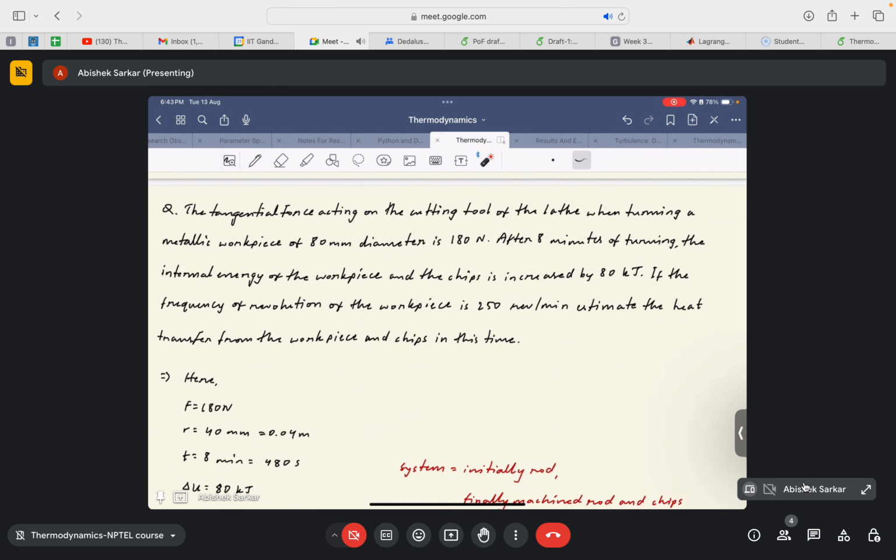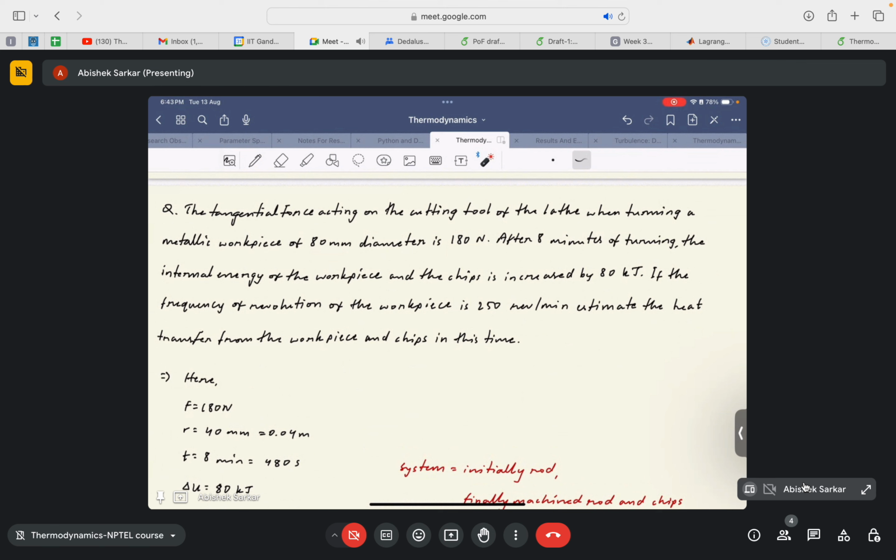So, a tangential force acting on the cutting tool of the lathe when turning a metallic workpiece of 80 millimeter diameter is 180 Newton. So the diameter of the workpiece is 80 millimeter, and the force that acts on this workpiece is 180 Newton.